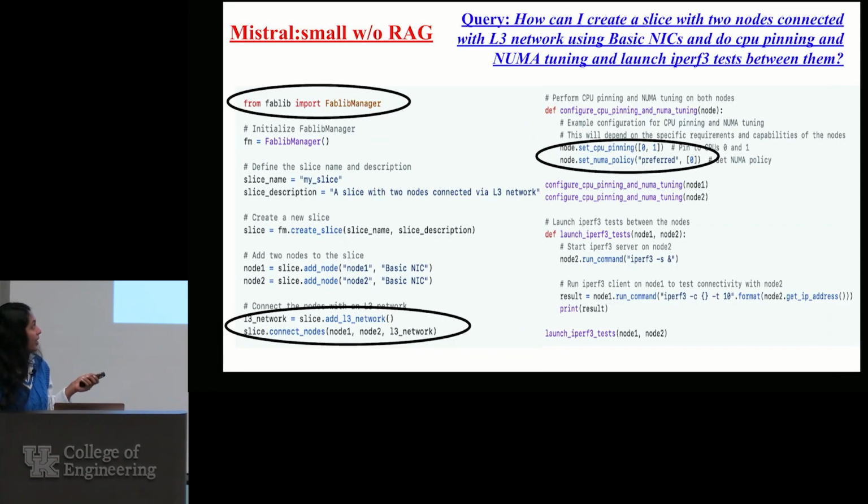Finally, this is a hard query. How can I create a slice with 2 nodes connected with L3 network using basic NICs and do CPU pinning and NUMA tuning and launch iperf tests between them? You can see that it's quite complicated because it has a lot of different parts that we're asking the model to do. And when I run it without RAG, you can see that there are several parts of code that are incorrect. The import statement is once again wrong. And when it tries to create the L3 network here, it uses a connect nodes function that does not exist on Fabric, and neither do the set CPU pinning or set NUMA policy functions. None of those exist on Fabric. Those are hallucinated.